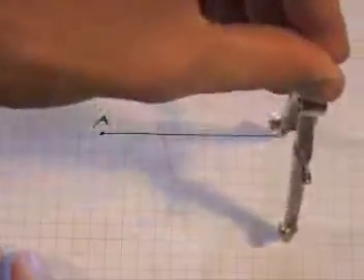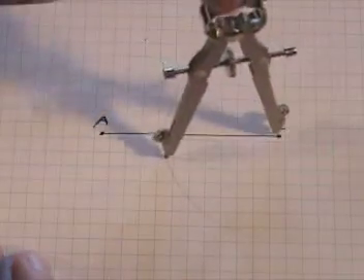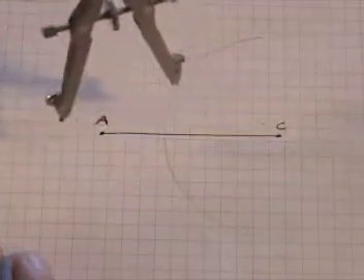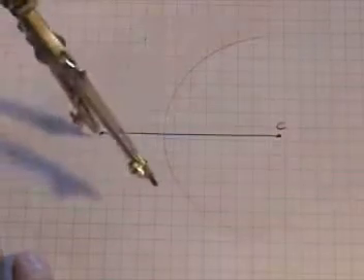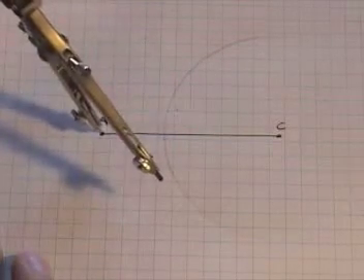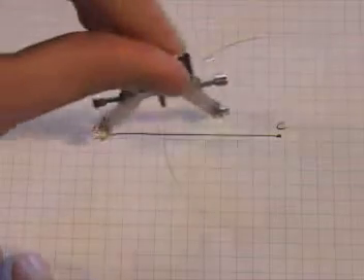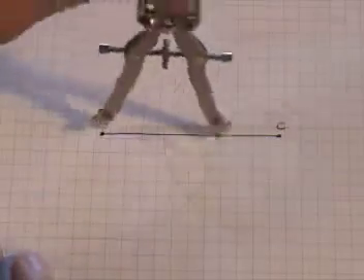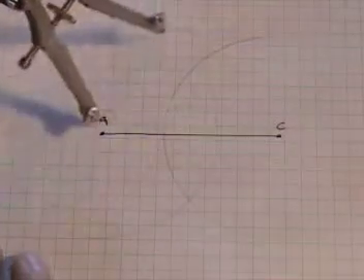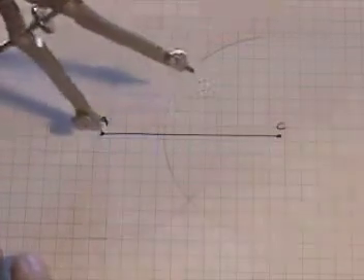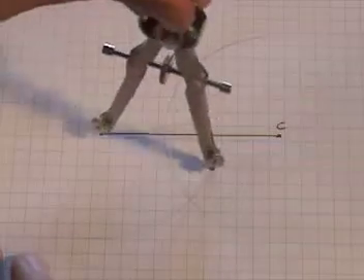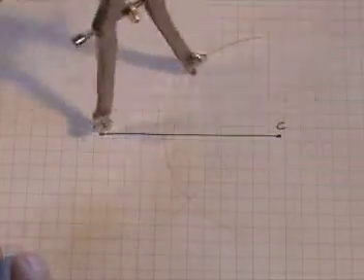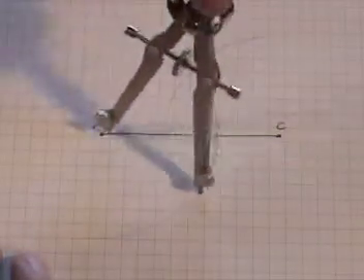Get it nice and dark. Now once you have that, don't change the length on the compass. Don't mess with it. Just put it back onto the other endpoint like this, and then do the same thing. Okay, put it back on that point. These half circles right here are intersecting with each other.